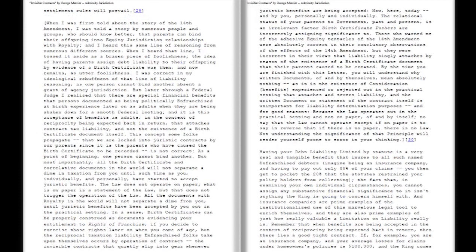29. When I was first told about the story of the 14th Amendment, I was told this story by numerous people and groups, who should know better, that parents can bind their offspring into equity jurisdiction relationships with royalty, and I heard the same line of reasoning from numerous different sources.